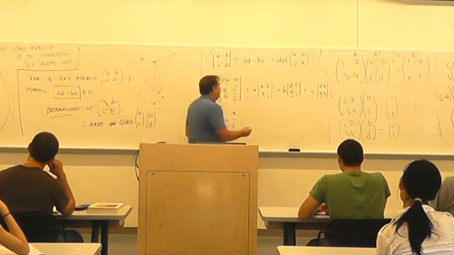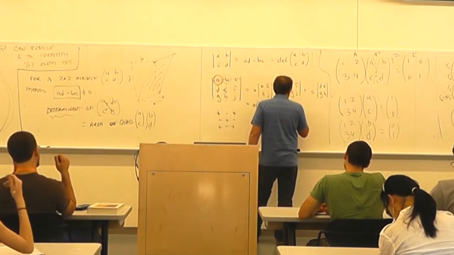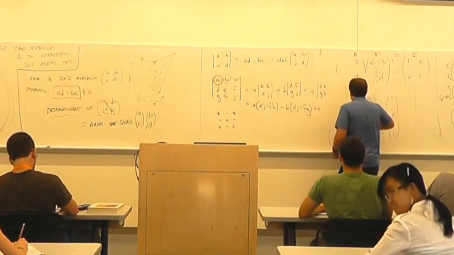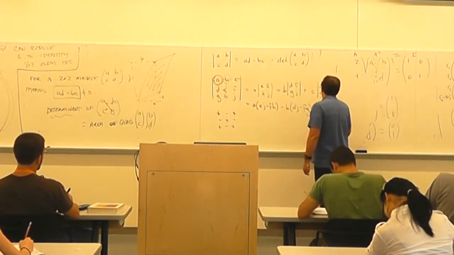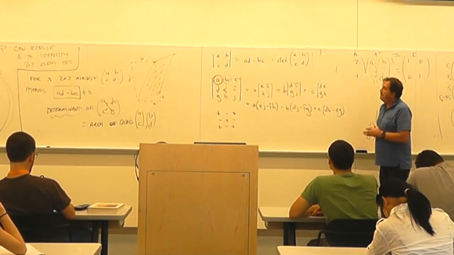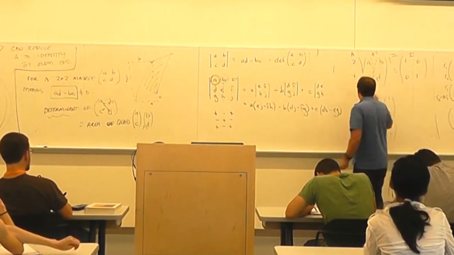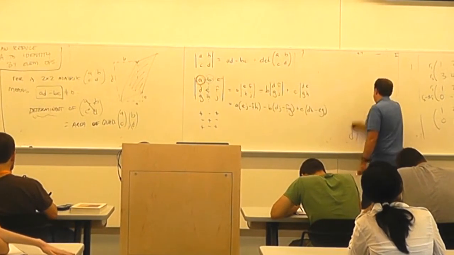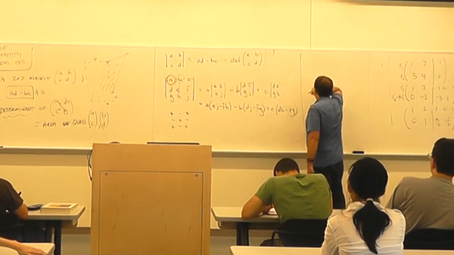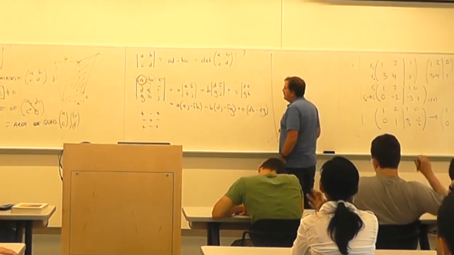So this will be A times (EJ minus FH), minus B times (DJ minus FG), plus C times (DH minus EG). And in general, we can define this inductively, for any degree matrix, any size, I can play the same game, right?